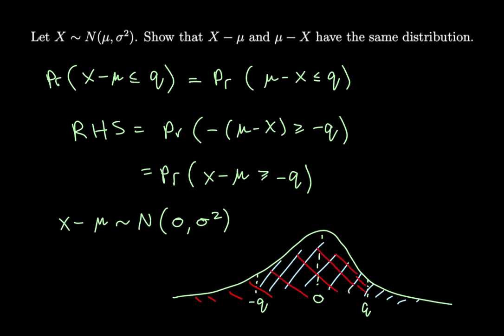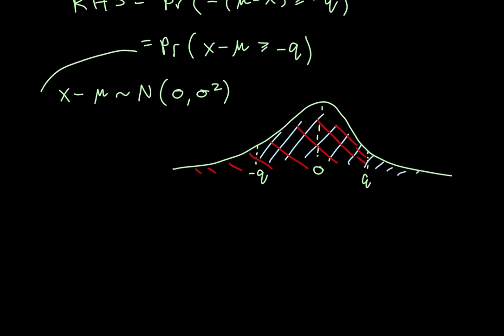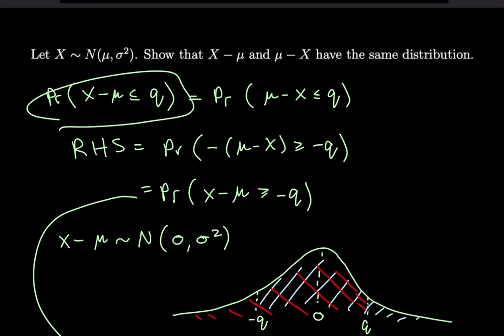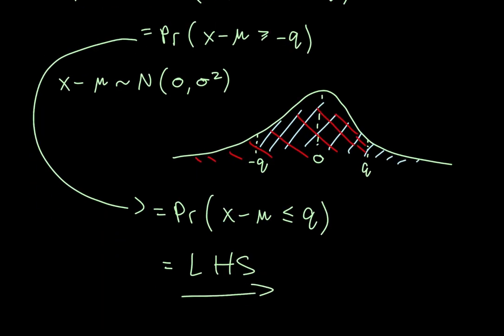Okay, so what that helps us realize is that this equals the probability that X minus mu is less than or equal to q, which is the exact same as the left-hand side over here. And so we have proven that the two distributions of X minus mu and mu minus X are equal.